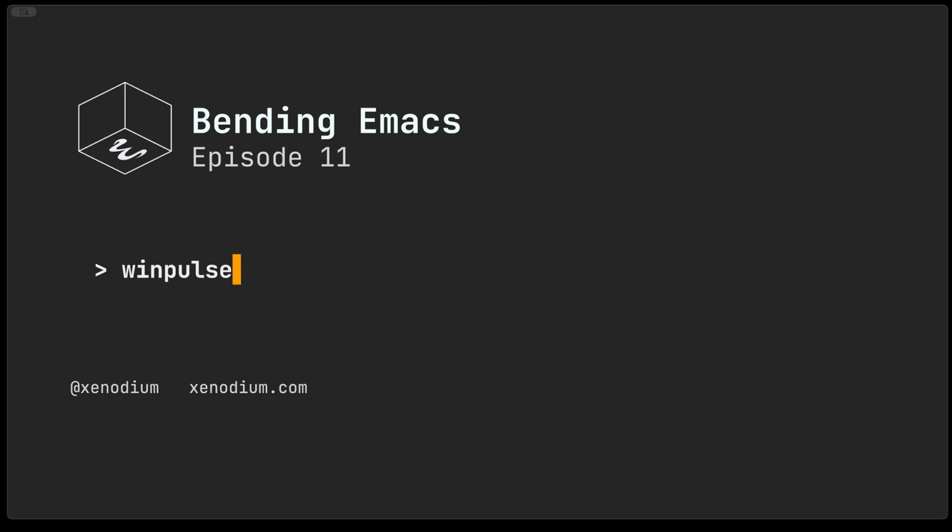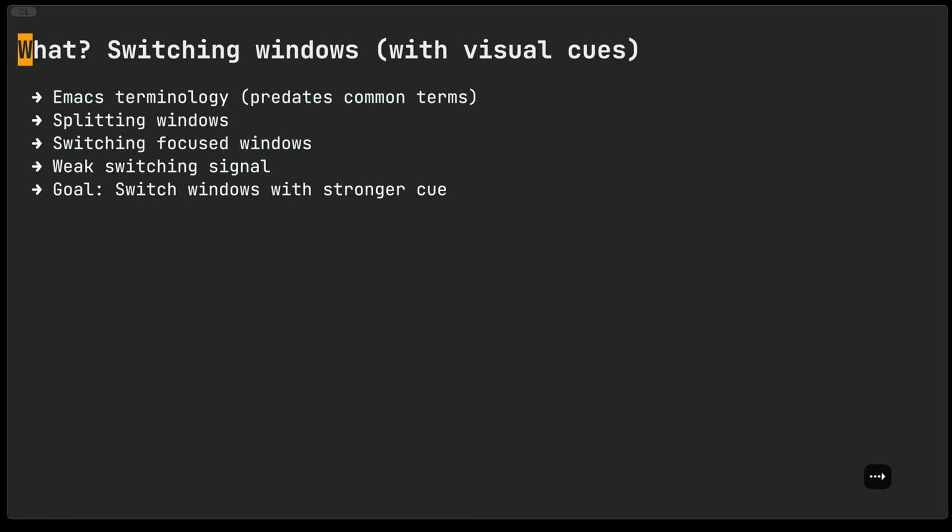In this episode, we'll take a look at Wimpulse. Wimpulse is a little Emacs package I wrote recently, so we might as well check that out. So what are we going to be using Wimpulse for? We'll use it to switch windows with a visual cue of sorts.